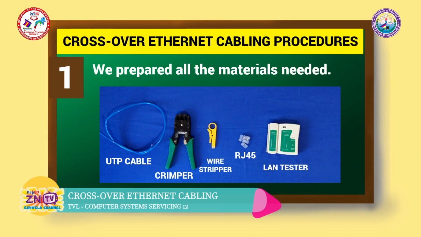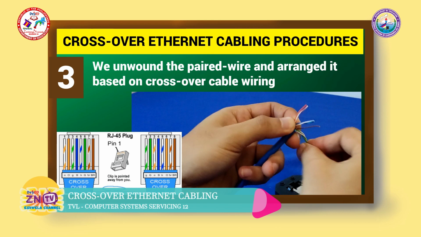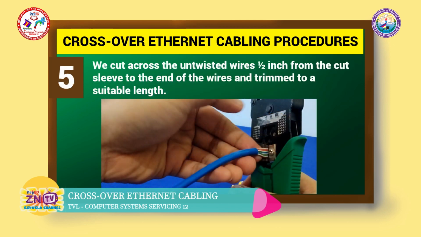First, we prepared all the materials needed. Second, we cut the plastic sheath of the UTP cable 1 inch from the end. Third, we unwound the paired wire and arranged it based on crossover cable wiring. Fourth, we pinched the wires between our fingers and straightened them. Fifth, we used wire cutter to make a straight cut across the untwisted wires 1/2 inch from the cut sleeve to the end of the wires and trim to a suitable length.